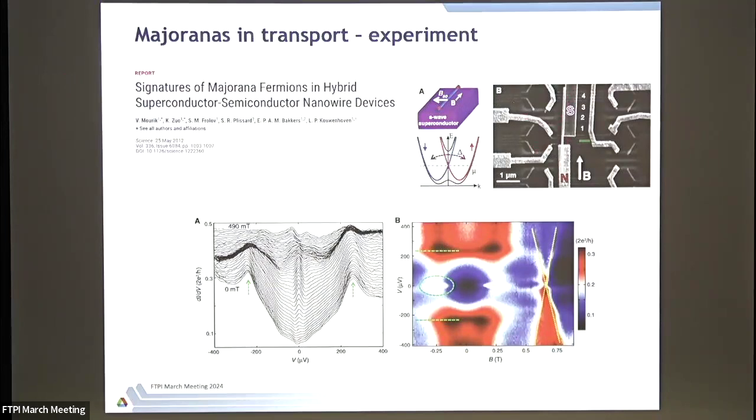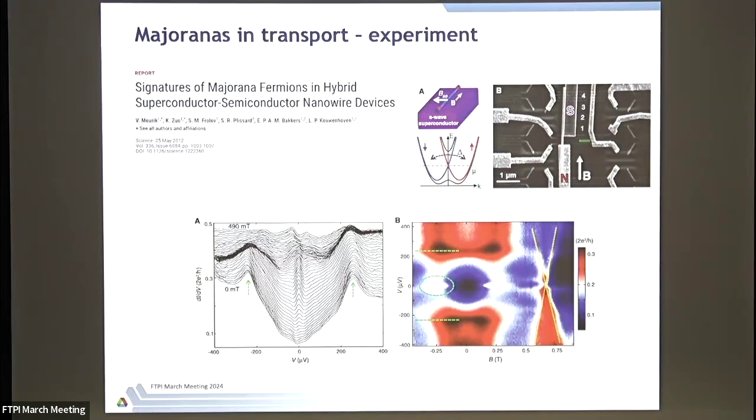They took a semiconducting wire, coated it with a superconductor, and looked for the signatures of Majorana states, which should show up as zero energy states in the middle of the gap. And indeed, when they did the tunneling spectroscopy, they saw some features at zero energy, which they proposed could correspond to Majorana states.